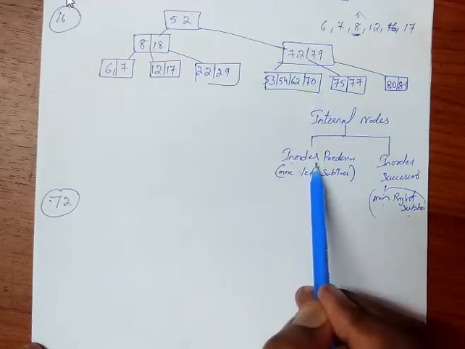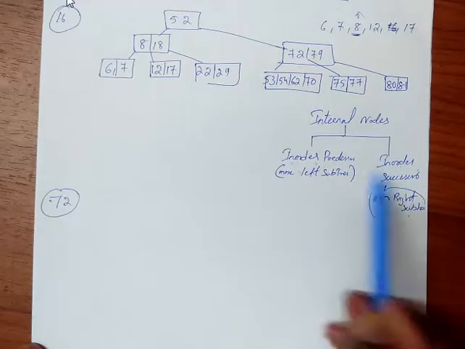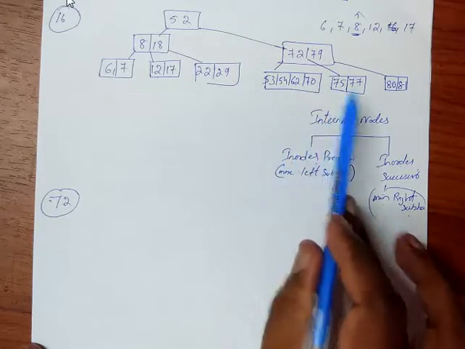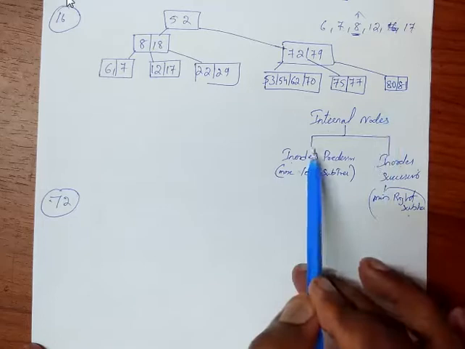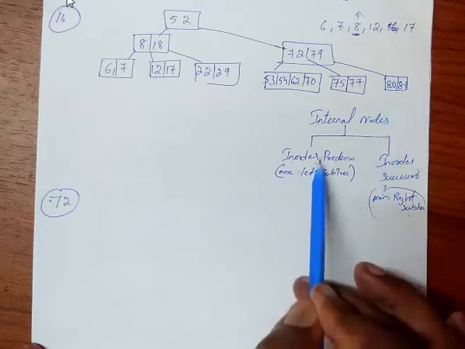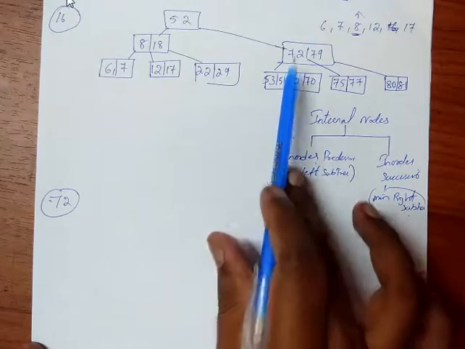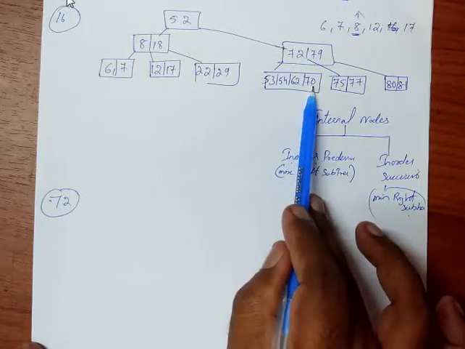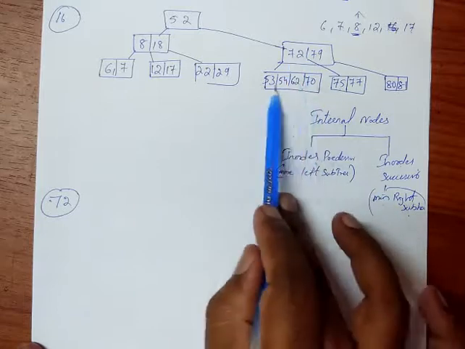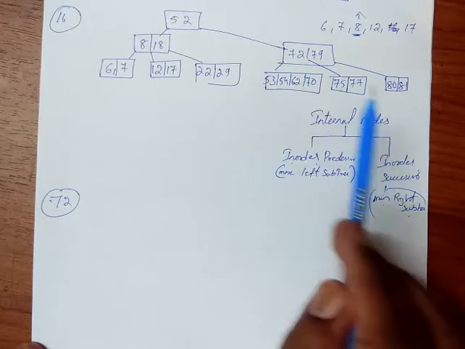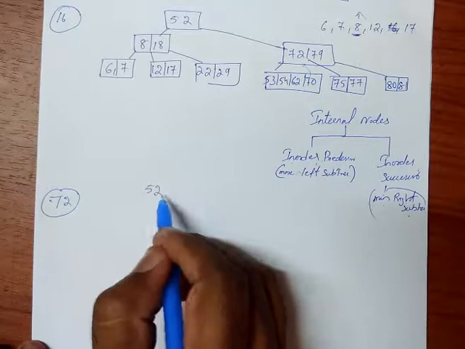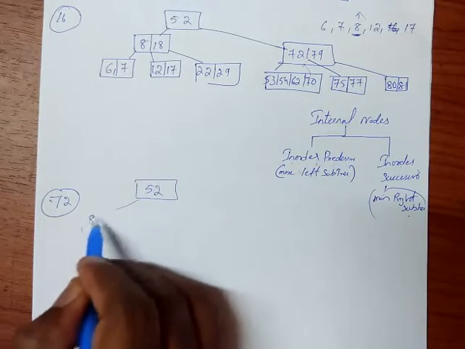So in 72 we have to follow either the in order predecessor or the in order successor. The in order successor is the minimum of the right subtree, and for the in order predecessor you have to take the maximum element from the left subtree. So if I am going for the in order predecessor, the maximum value in the left subtree of 72 is 70. Okay, so we have to move that maximum value into the position of 72.